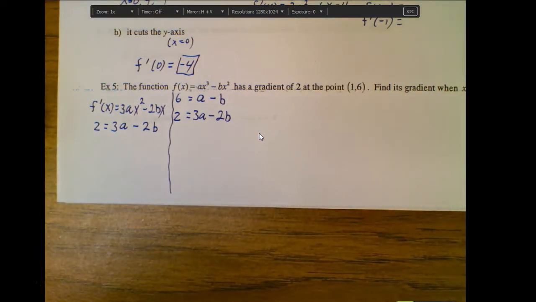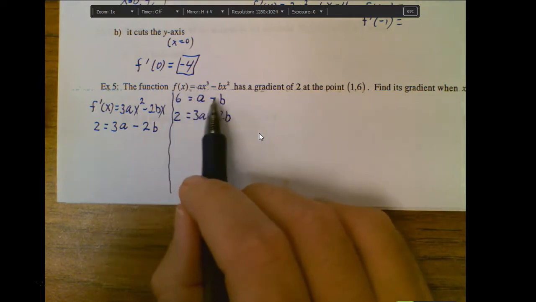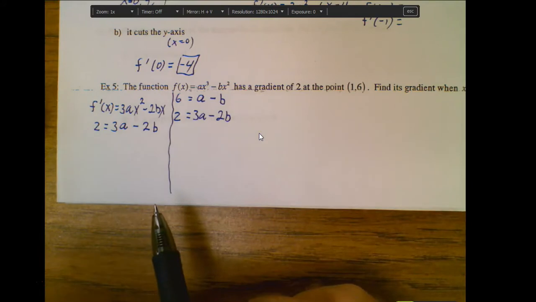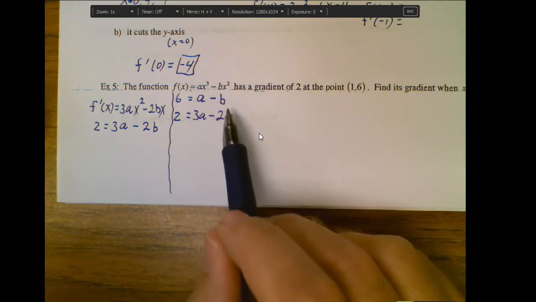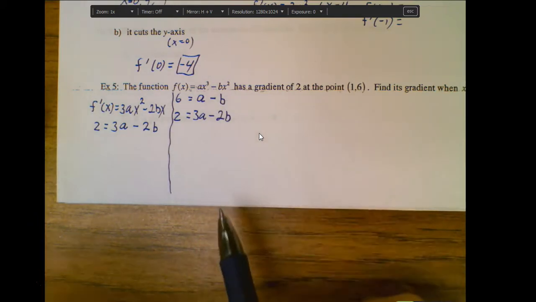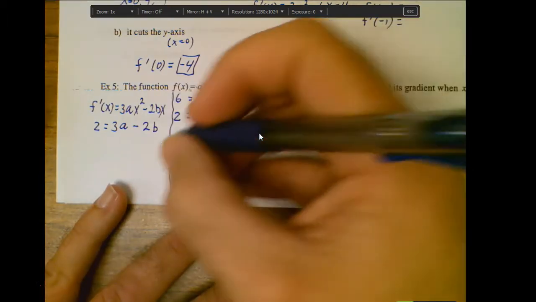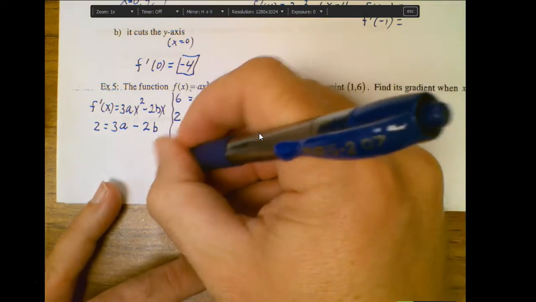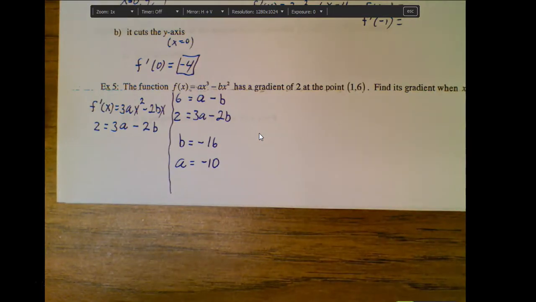And now we have our system of equations to solve. You probably want to use an elimination process. I would multiply this equation by -3 in order to set up my x's for elimination. You could also multiply this equation by -2 in order to set up your b's for elimination. Either way, go through that process and solve it. You're going to come out with a b value of -16 and an a value of -10. If you solve those correctly, those are the results that you get.